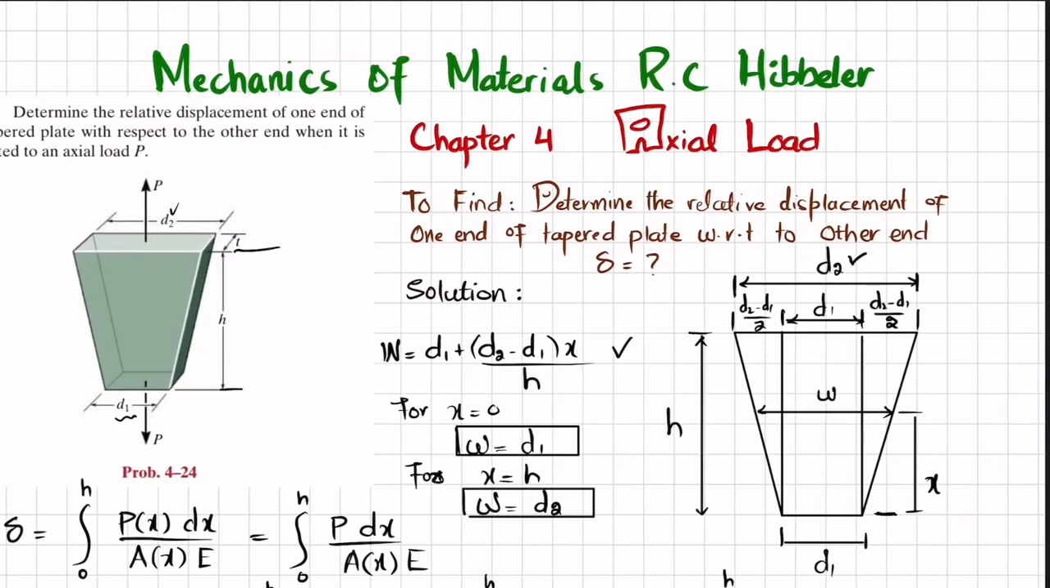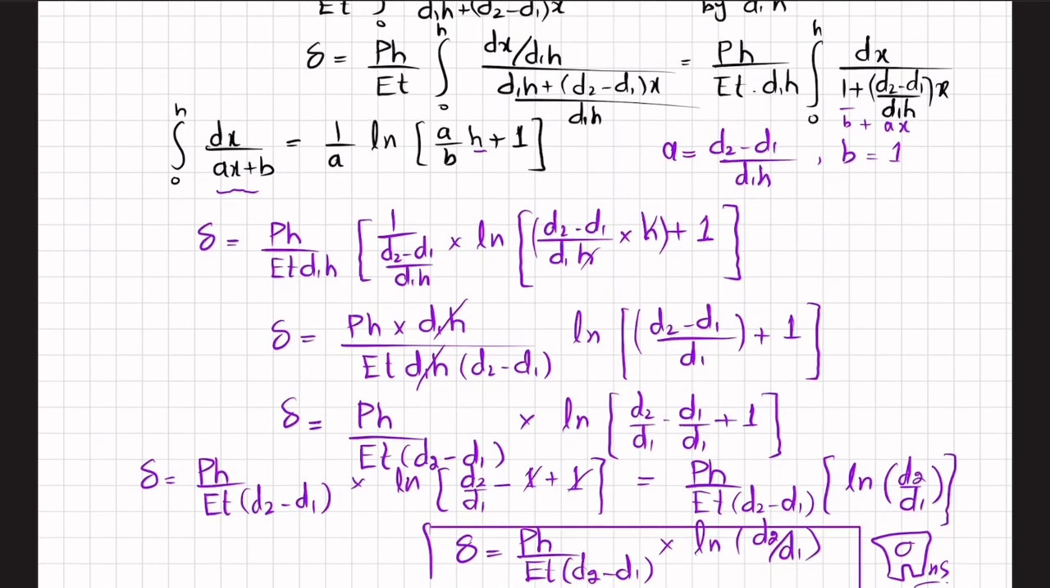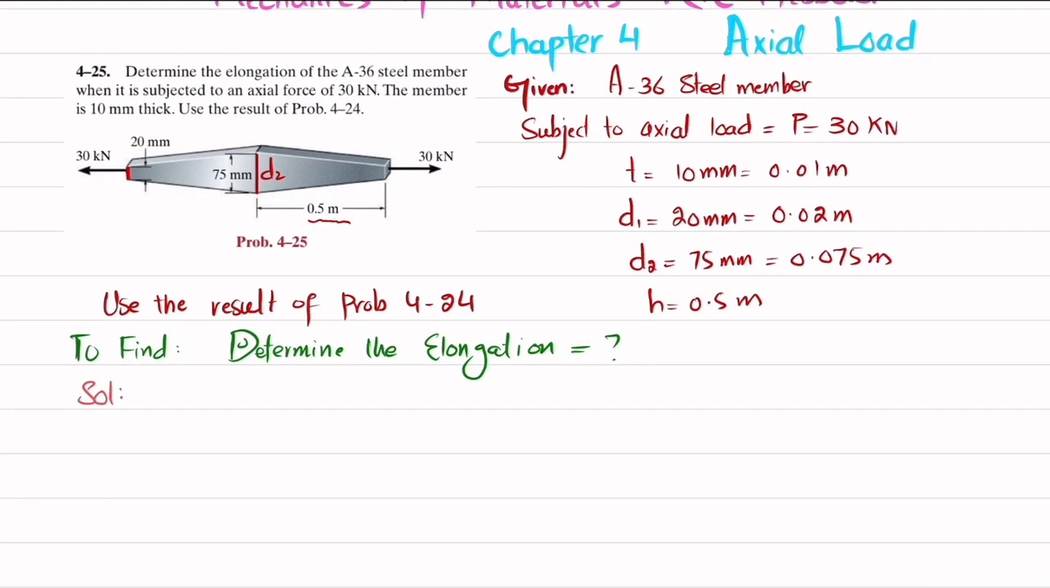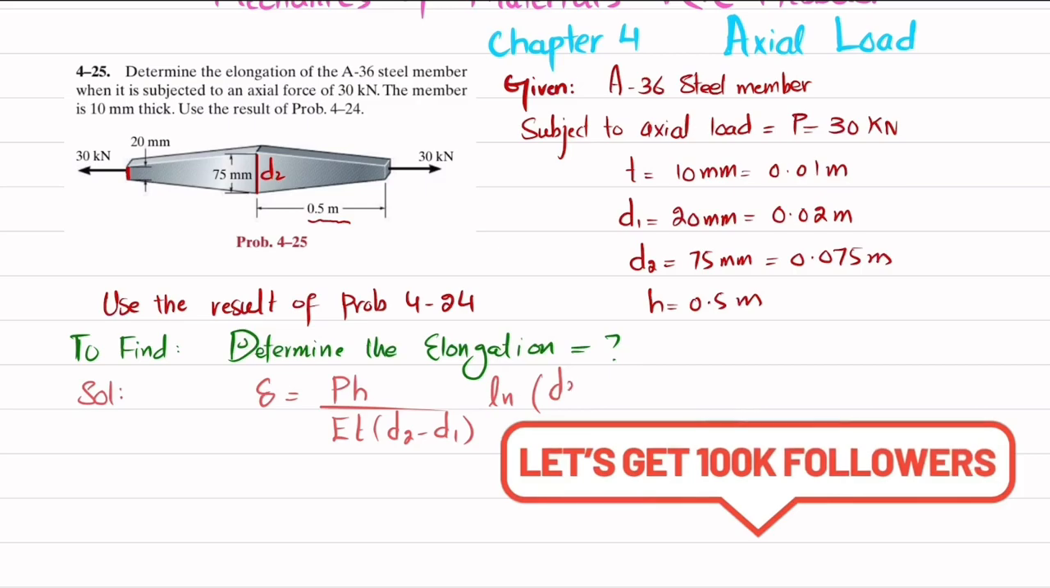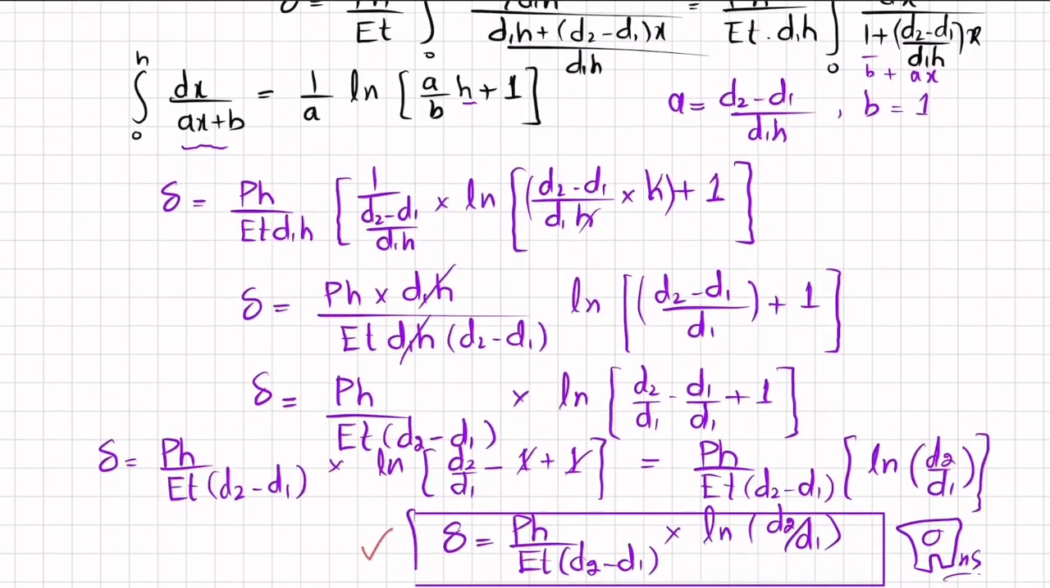So if we move to the previous problem 4-24, which we have solved, I have attached the link in this problem. So this is the result. So you have to copy this result, which we will write over here. This deformation, which is delta, is equal to P into H divided by E into T into (D2 minus D1) into ln of D2 over D1. So first let me clear it. You can see that this was the problem. This is the smallest width D1, and this was the largest width D2, and that is acted upon by a tensile load, and total height is H. So for that, deformation comes out to be this one.